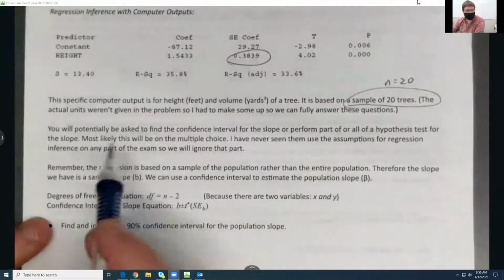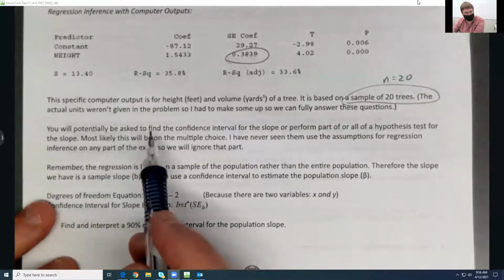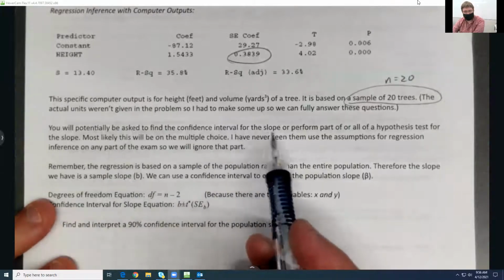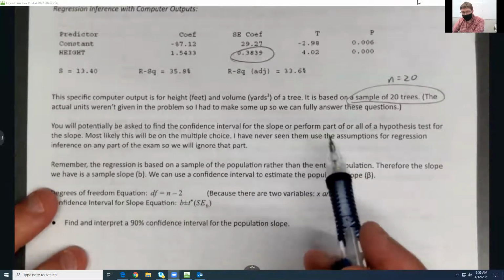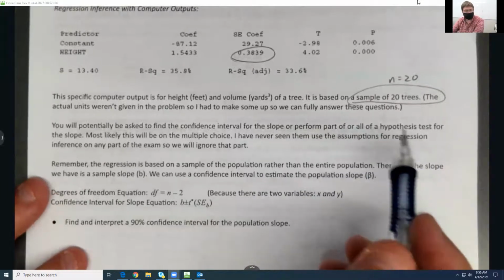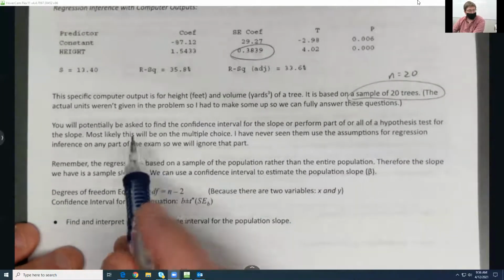All right, so here's something important to know as you guys are going through this. You will potentially be asked to find a confidence interval for the slope, which is not something we've done in class before, or perform part or all of a hypothesis test for the slope. I mean, why not, right? It's a variable. We can test it. We can find confidence intervals on it.